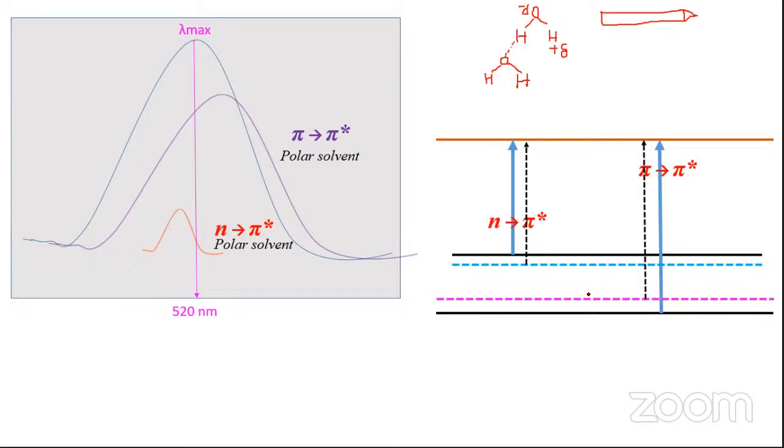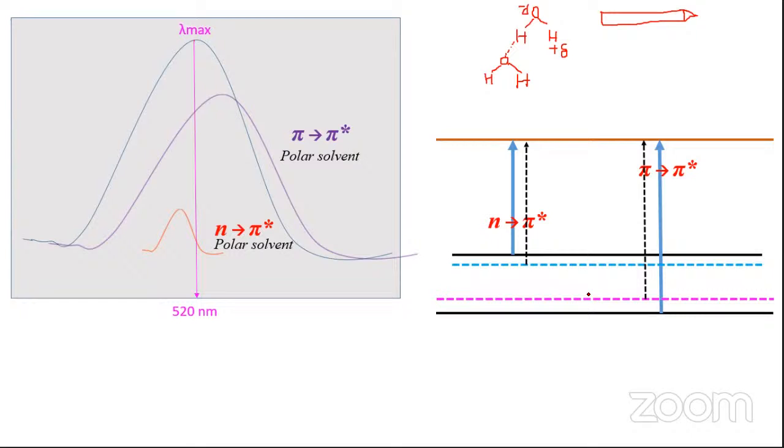Okay. So now you distinguish between n to pi star and pi to pi star. How will you distinguish between pi to pi star and n to pi star transition? On the basis of their absorbance and the peak we get. Yes, on the basis of absorbance, no doubt.